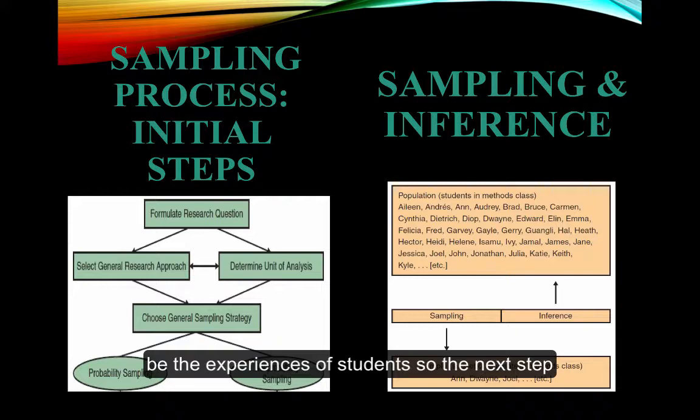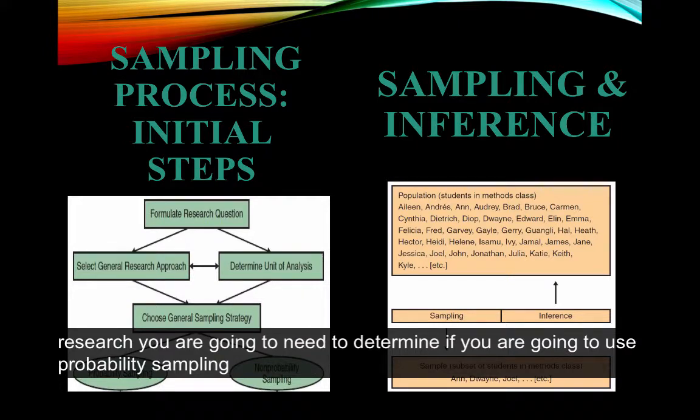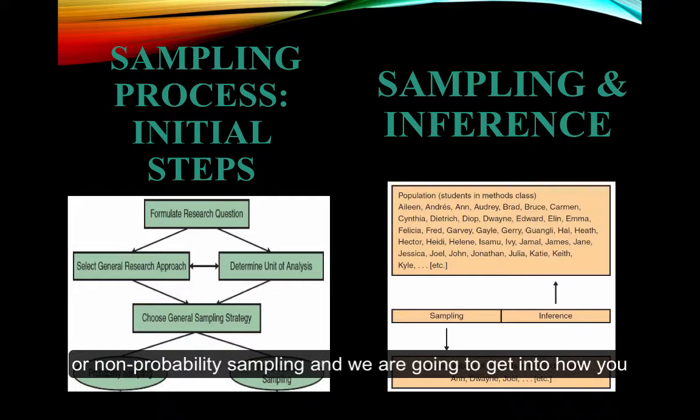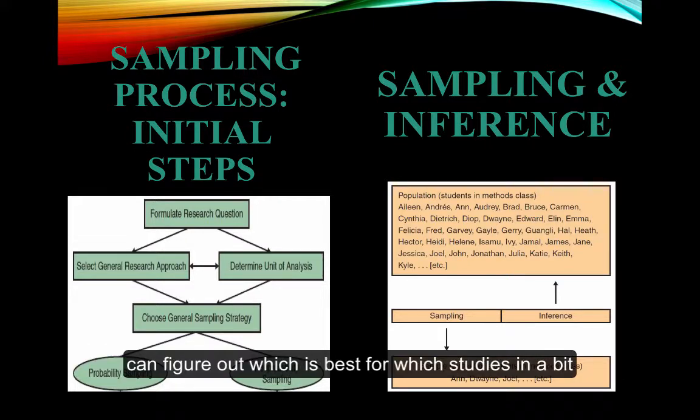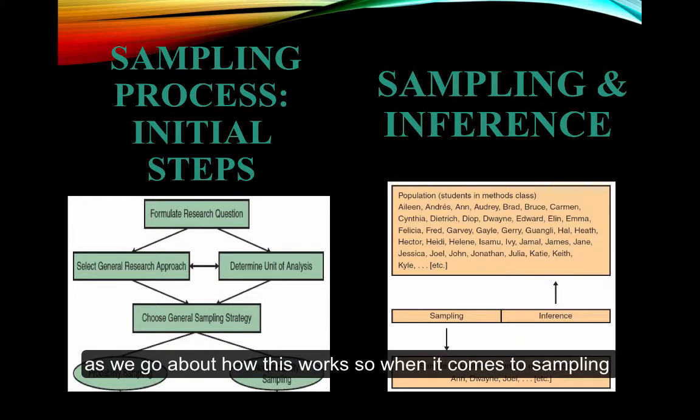So the next step is to choose a general sampling strategy. Depending on your research, you're going to need to determine if you're going to use probability sampling or non-probability sampling. And we're going to get into how you can figure out which is best for which studies in a bit. But continuing with my example, sampling involves types of research and the scope of it, right? So I'll give you more examples as we go about how this works.